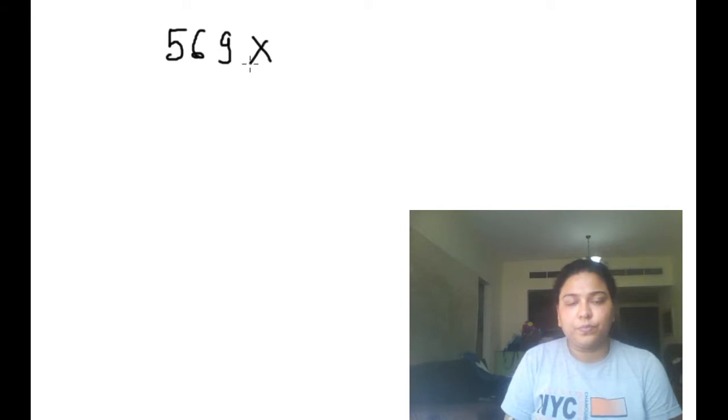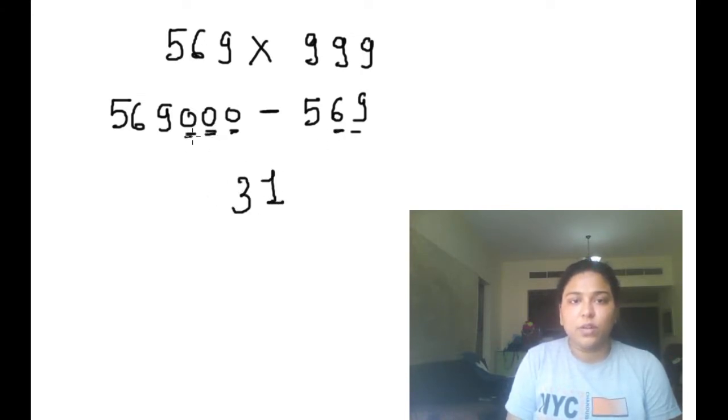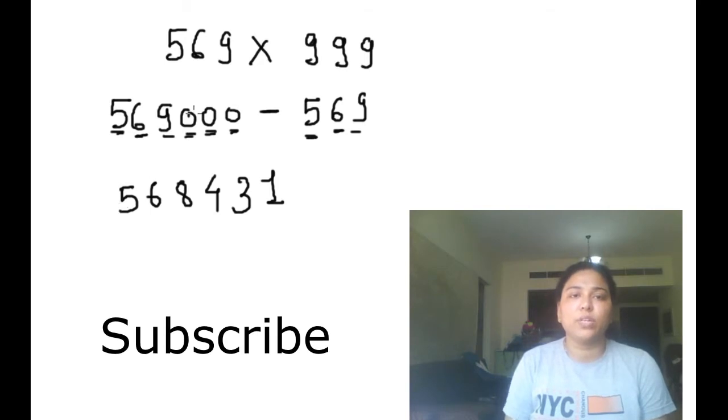569 multiplied by 999. So we will start with 569 multiplied by 1000, put 3 zeros, minus 569 multiplied by 1, 569. 10 minus 9, 1, 9 minus 6, 3, 9 minus 5, 4, 8, 6, and 5. Here is the answer. Let's see more examples.